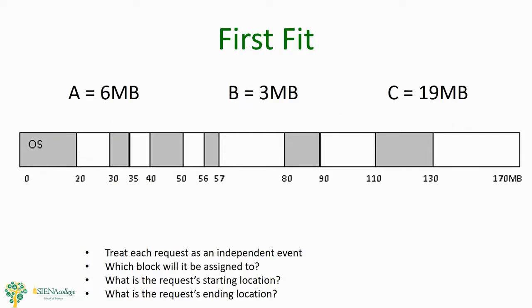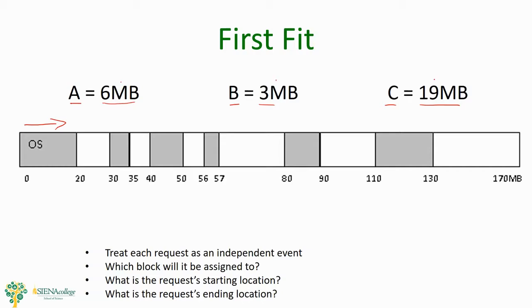Let's look at each of our 3 memory management approaches. For each of the 3, we're going to have 3 jobs. A, which is asking for 6 megabytes of memory. B, which is asking for 3 megabytes of memory. And C, which is asking for 19 megabytes of memory. In first fit, we're going to look for the first open partition, starting from the left, that will have enough space for each of these 3 jobs.